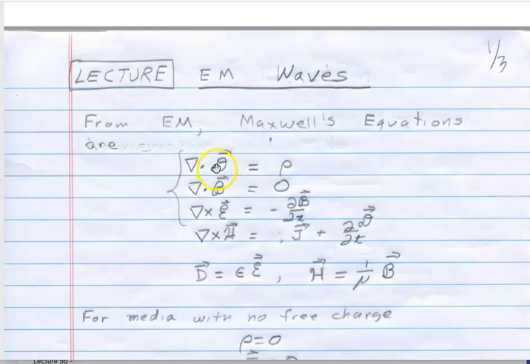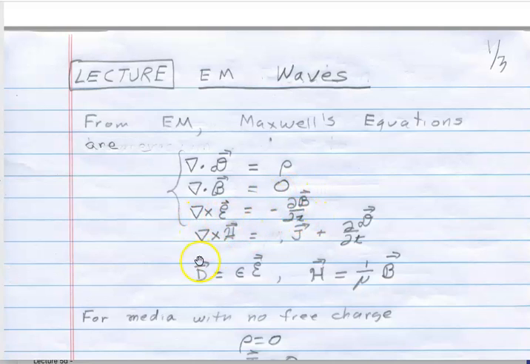D is the displacement, usually called the displacement field. Sometimes it's called the flux density. But it's just this constant, epsilon, times the usual electric field, E. This constant epsilon is the dielectric permittivity of the medium that this field exists in. I'm going to be assuming, and that's really inherent in this, that we're looking at an isotropic, homogeneous medium in all regards. The divergence of the magnetic field vanishes.